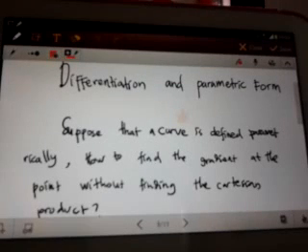Now we talk about differentiation in parametric form. Suppose that you have a curve and the curve is defined parametrically. How do you find the gradient at a point without finding the Cartesian equation? So you have to know how to differentiate parametric equations, of course.